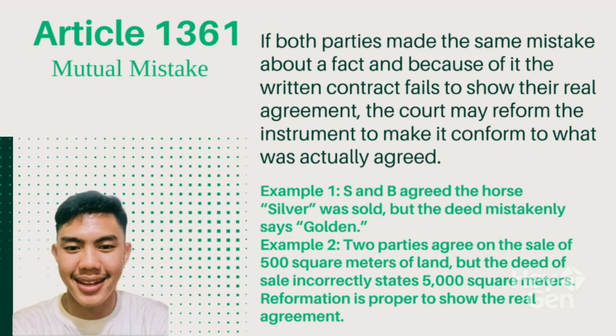Example 2. Two parties agree on the sale of 500 square meters of land, but the deed of sale incorrectly states 5,000 square meters. Reformation is proper to show the real agreement.